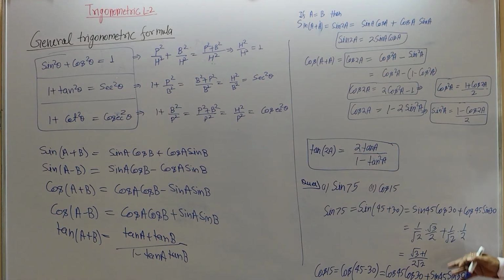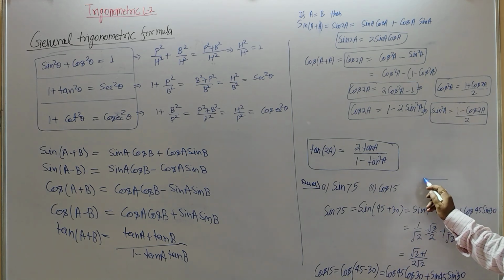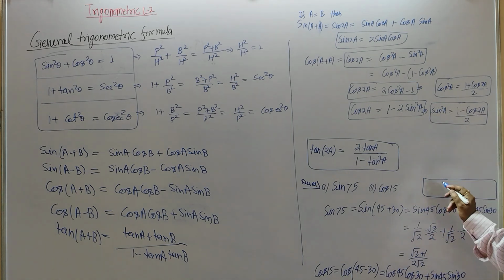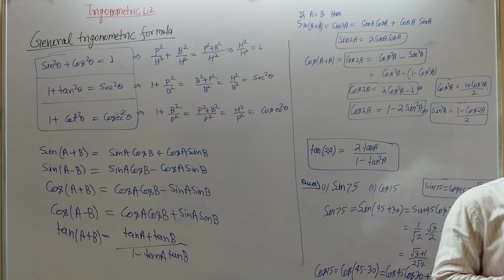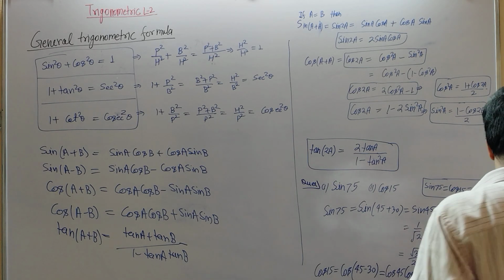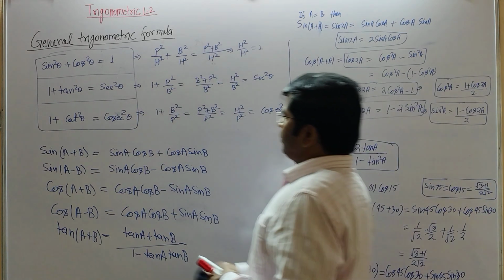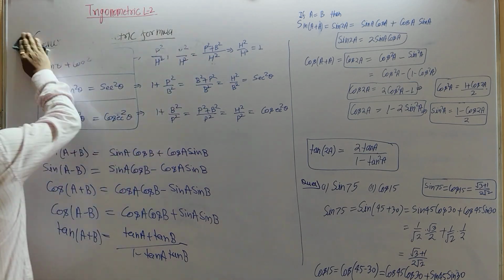Sometimes it is not mostly used, but sometimes, we can remember that sine 75 equals cos 15, which equals root 3 plus 1 upon 2 root 2. Clear? So this is the relation we can find out. Similarly, we can also find out... this part is over.